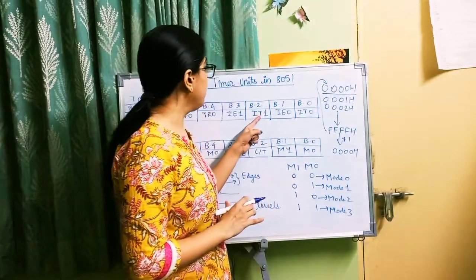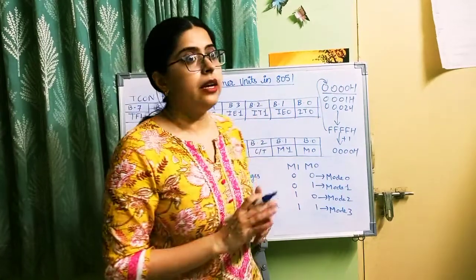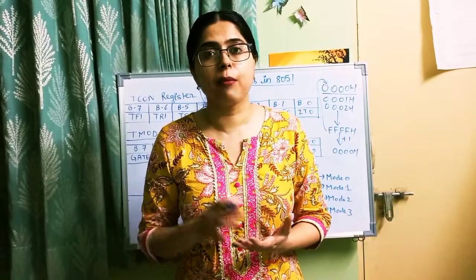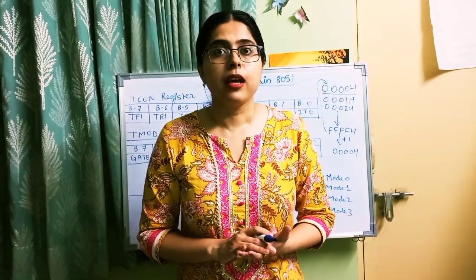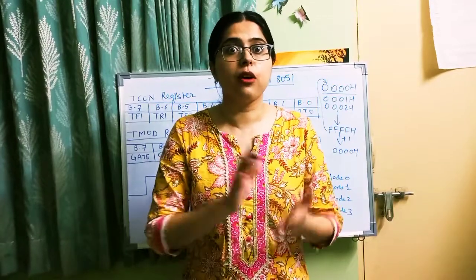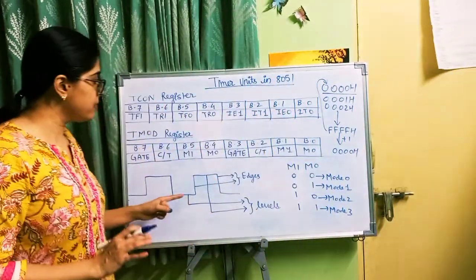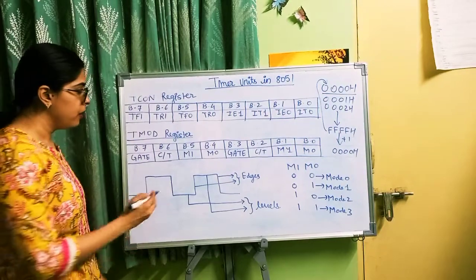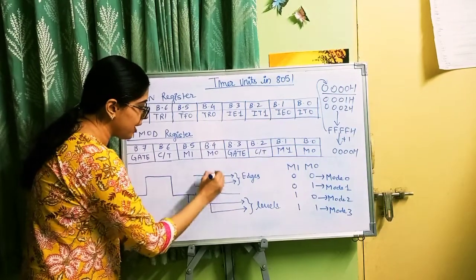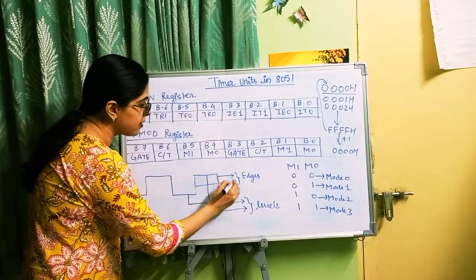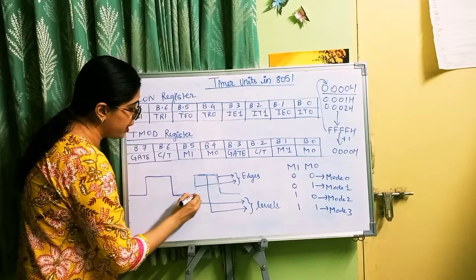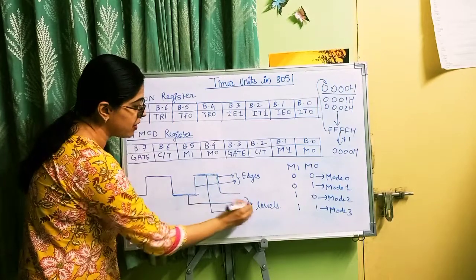When it is 1, it configures the timer 1 interrupt as edge triggered, meaning the timer 1 interrupt occurs when the edges are detected. Now I will explain what edges and levels are. Can you see this square waveform? You can see these vertical lines. These vertical lines are edges, and these horizontal lines which make up the square waveform are the levels.